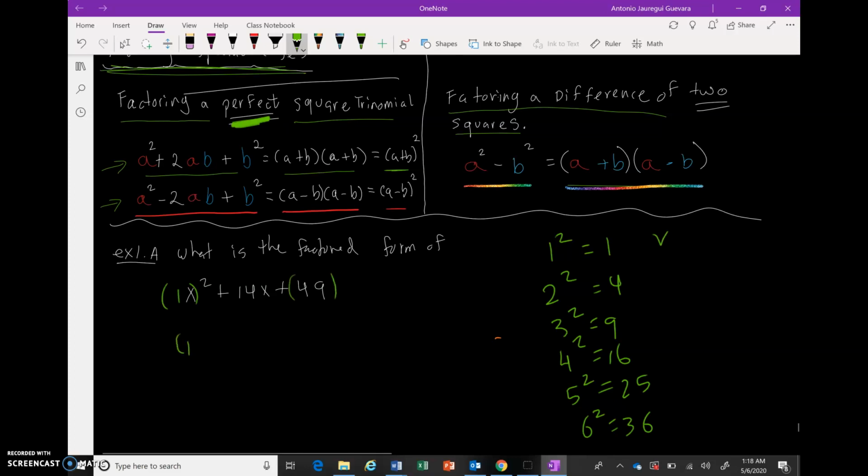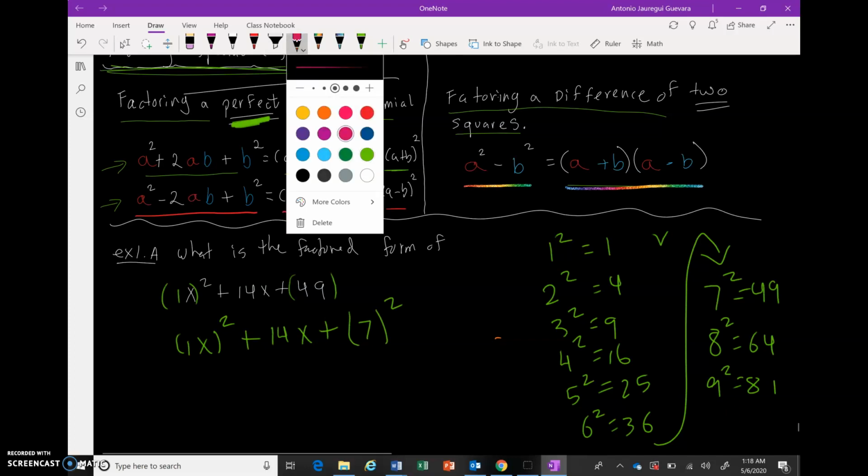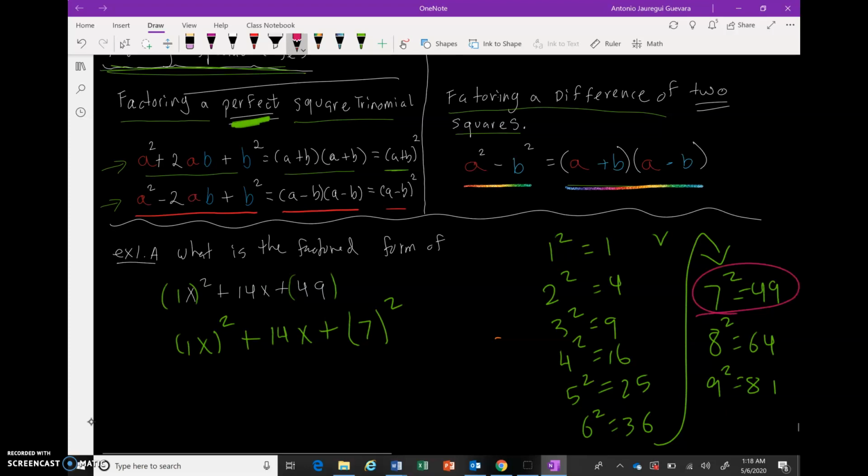So you can rewrite it. 7 times 7 is the perfect square. If I keep this going, 7 squared is 49, 8 squared is 64, and so on, 9 squared is 81. So 7 times 7 gives you 49. This is your perfect square, so we can rewrite it as 7 squared, because we know that 7 squared is 49. So we can rewrite those two.